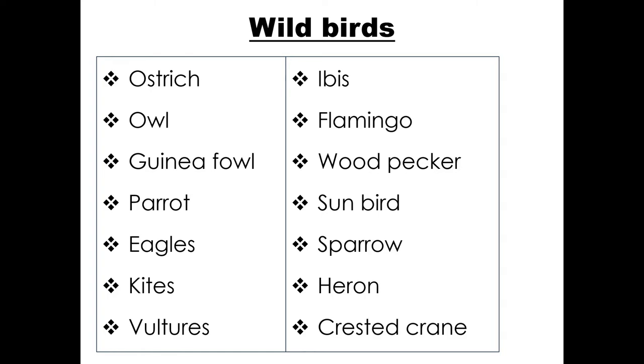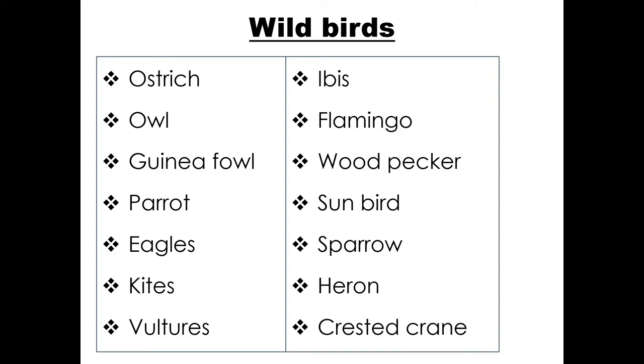So, some of the wild birds: one is the ostrich. Have you ever seen an ostrich? Owl. Guinea fowl. Parrot. Eagles. We have kites. We have vultures. We have ibis. Flamingo. Woodpecker. Sunbird. I have a sparrow. Those of you at Kampala Quality, you know those houses we have. The peacock, the sparrow, you know. We have a sparrow, we have a heron, and the crested crane.